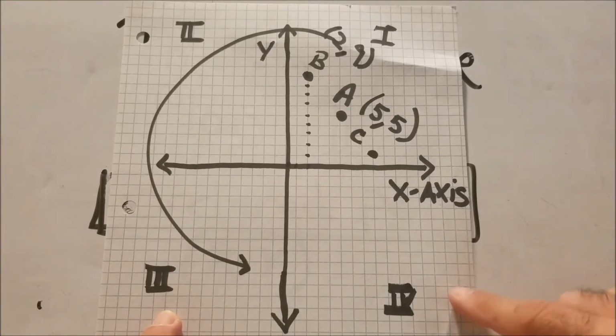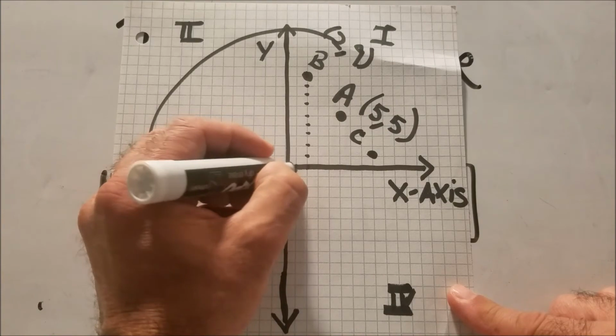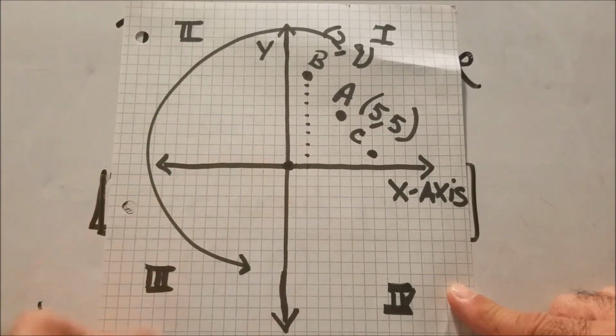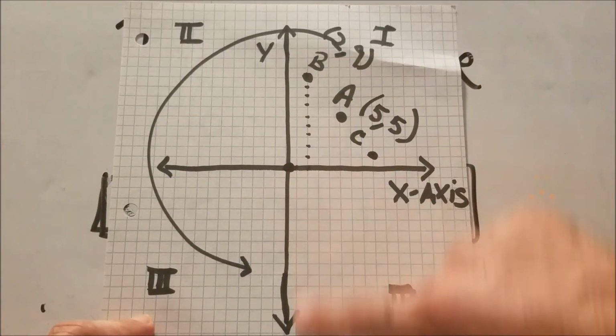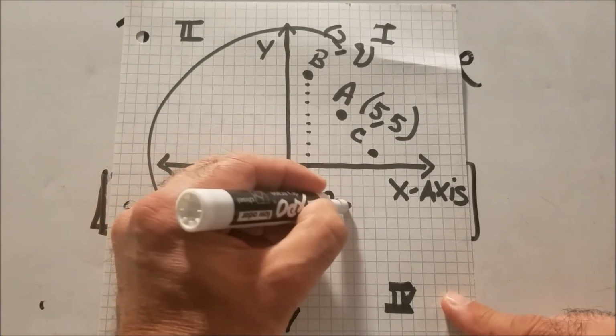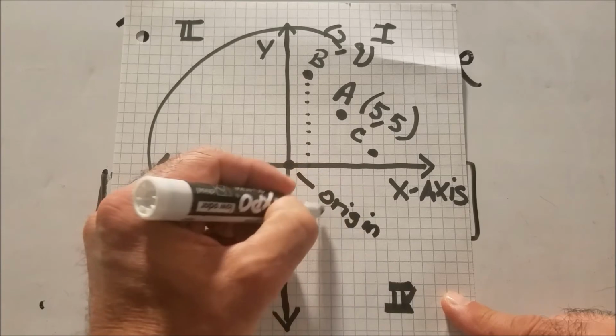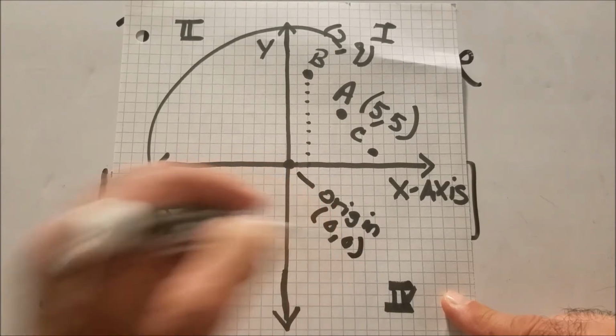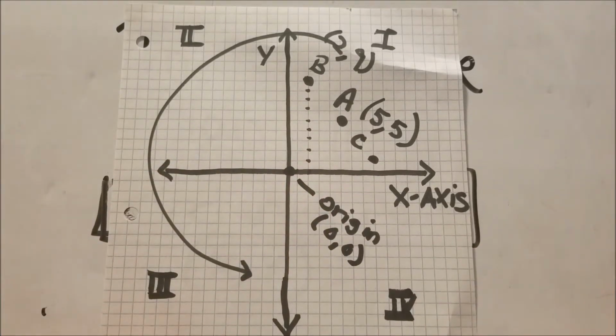What is the point? Now right here, this point right here, bullseye right there, where the X and Y intersect, that's the origin. That's called the origin. And the points are 0, 0. That's the origin.